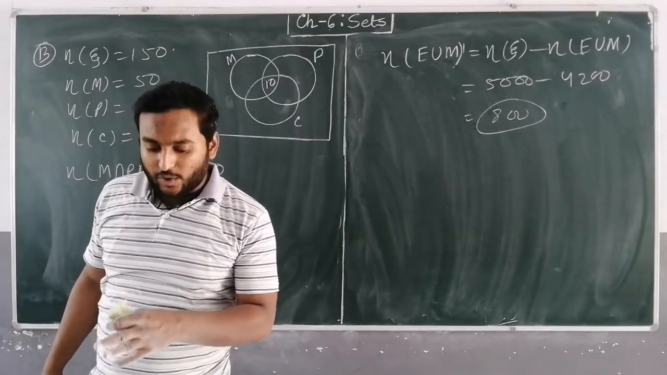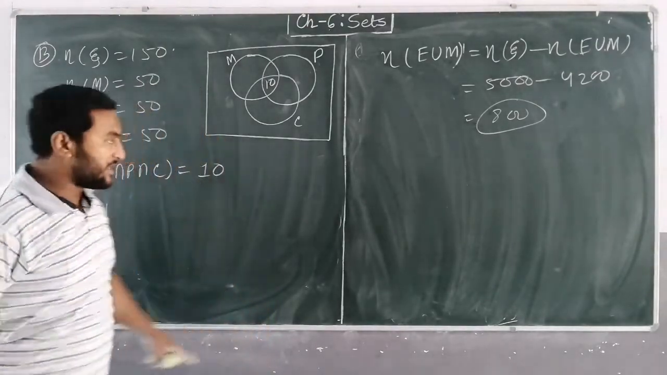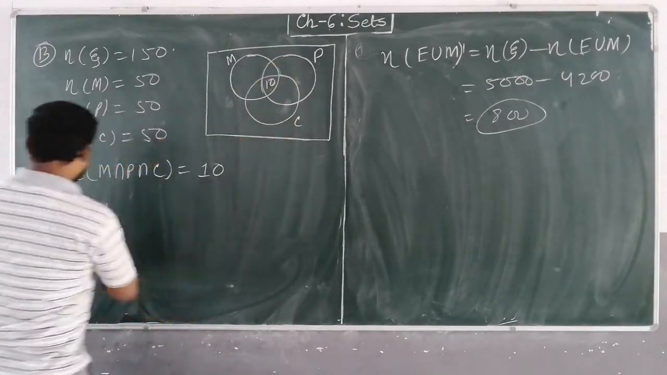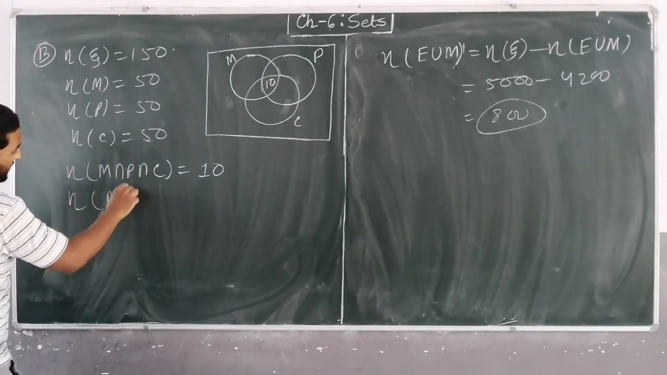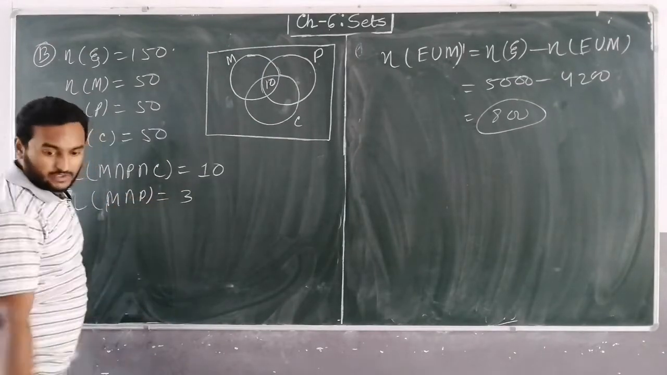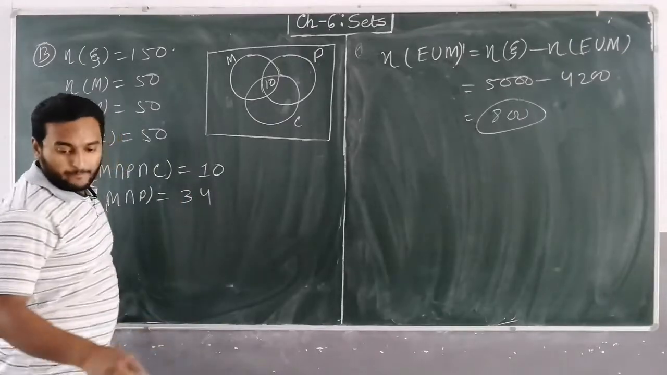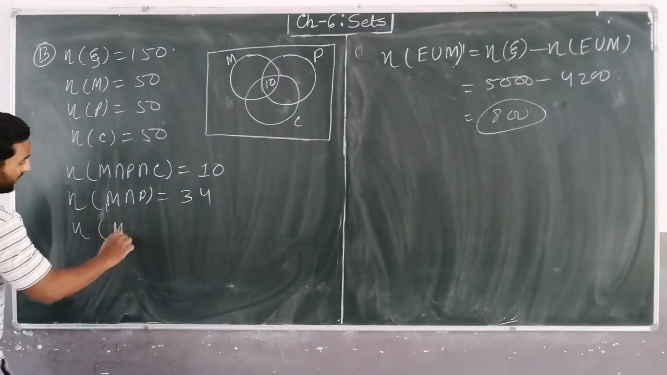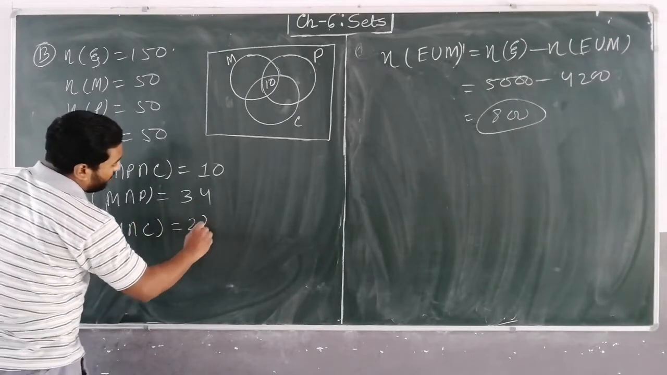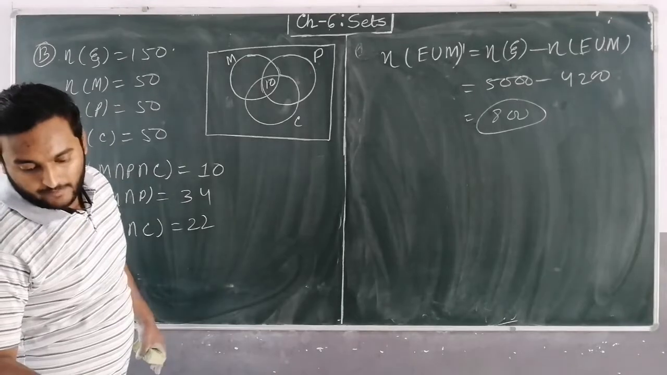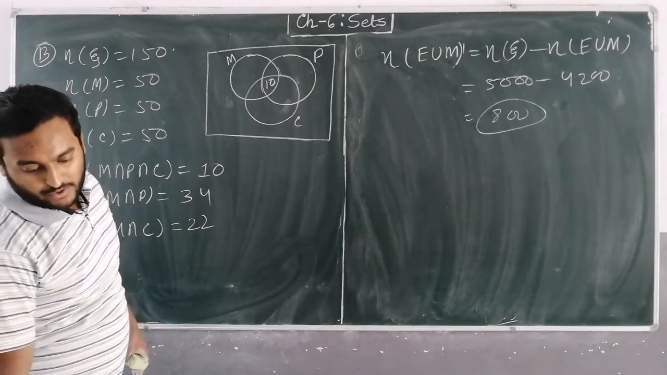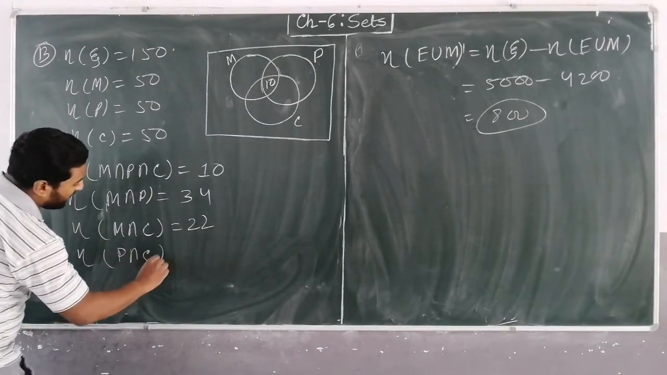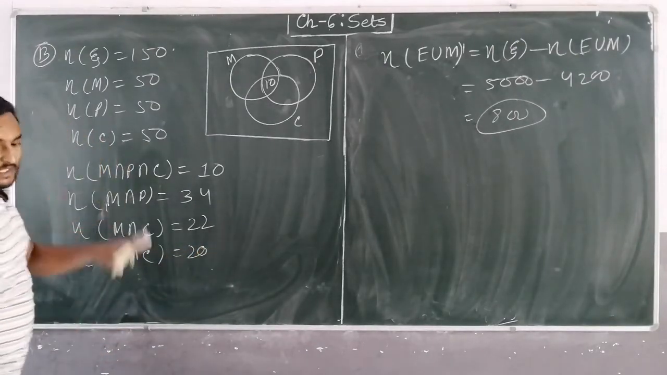And it is given 34 study physics and math. So common part of physics and math, this part. So physics and math, math and physics, that is equal to how much? 34 students. Okay. 22 chemistry and math. So 22 students, math intersection chemistry, that is equal to 22. Okay. Chemistry and math. 20 study physics and chemistry. Physics intersection chemistry, that is equal to 20. So these are the given data.